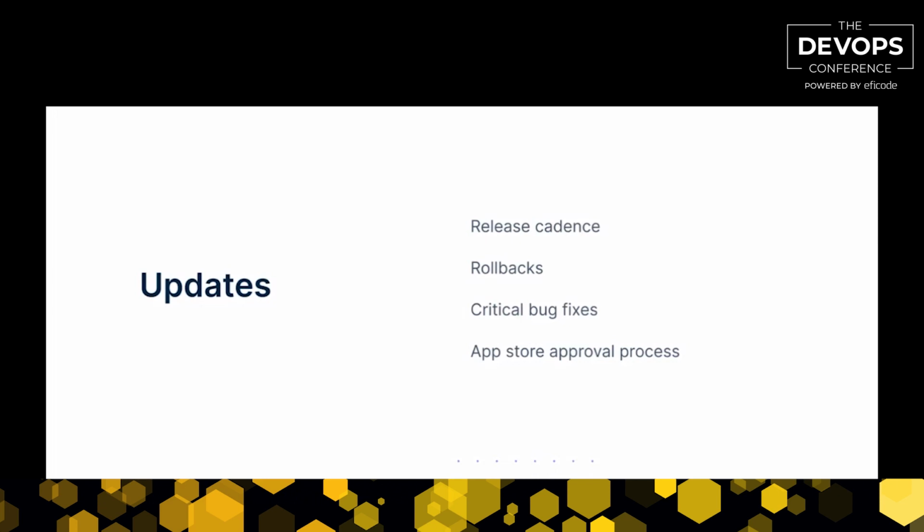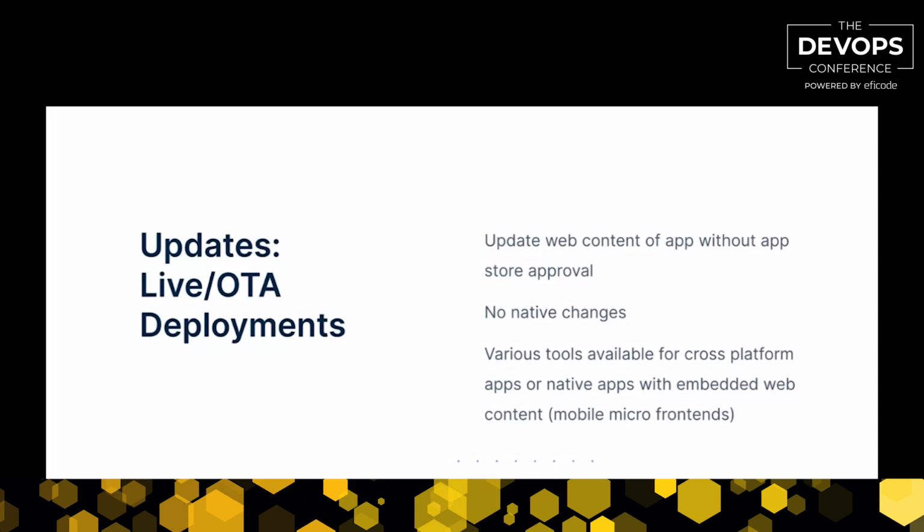You may also want to employ a strategy called live or over-the-air deployments. This allows you, if you're developing either cross-platform or if you have any web content built into your application, to push updates to the web content portion of your app without the App Store approval. You can't make any native changes, but there are various tools available.